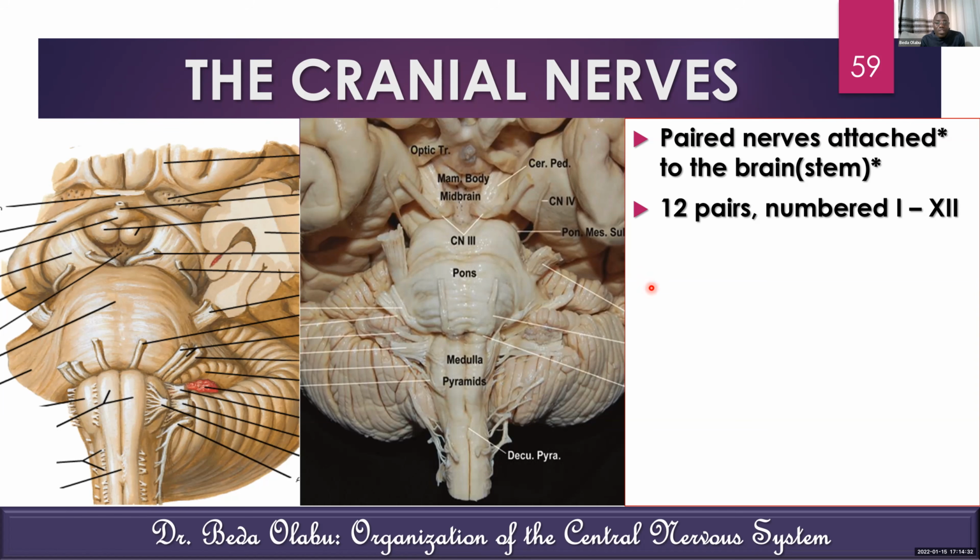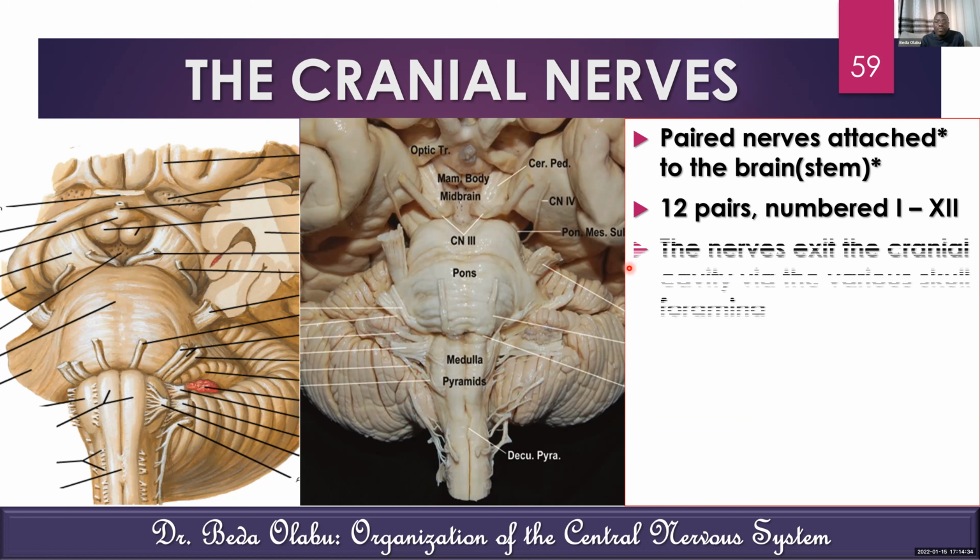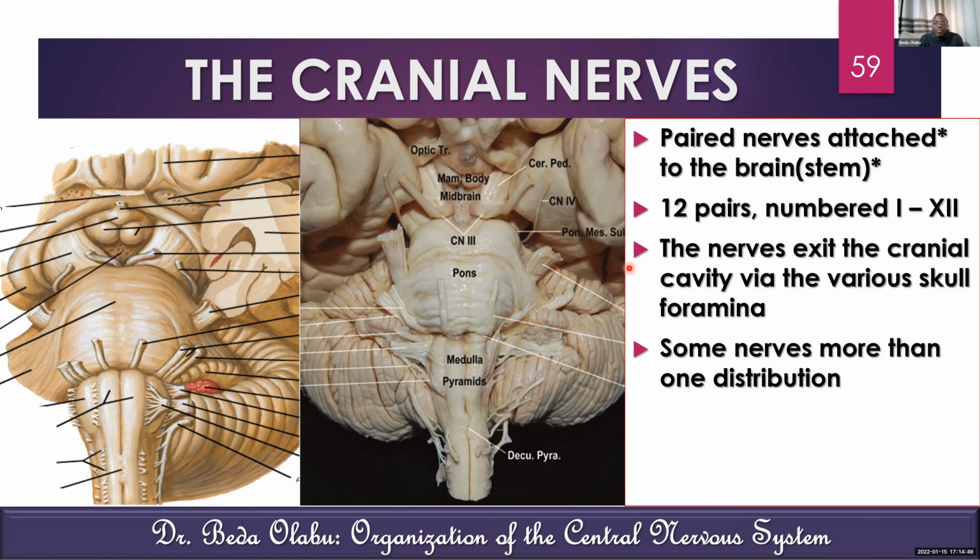So those are the 12 cranial nerves. These cranial nerves exit the cranial cavity through different foramina of the skull. That's how they come out from the cranial cavity. So they'll exit through different skull foramina. Some cranial nerves go to multiple things. Some of them just go to one thing.